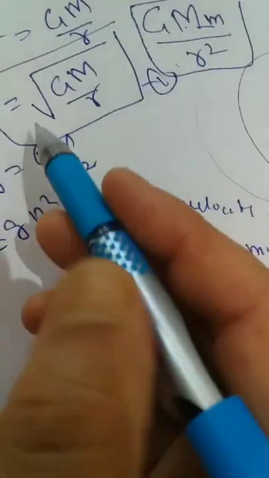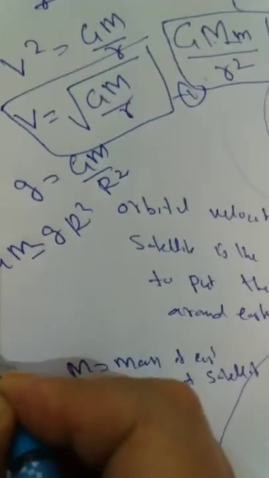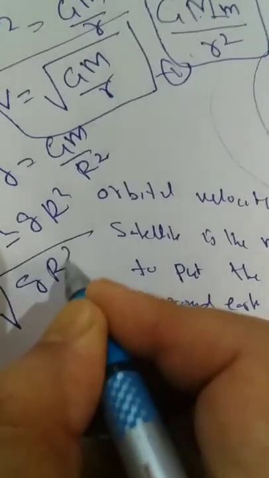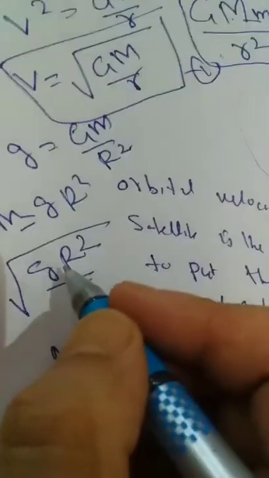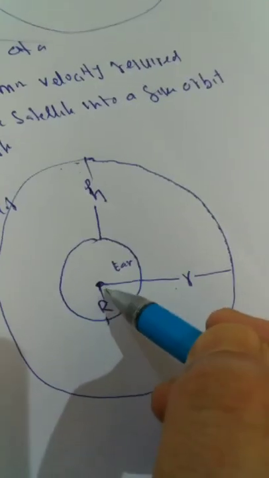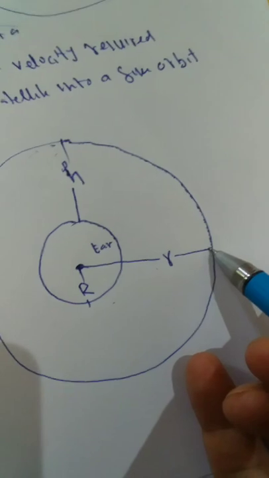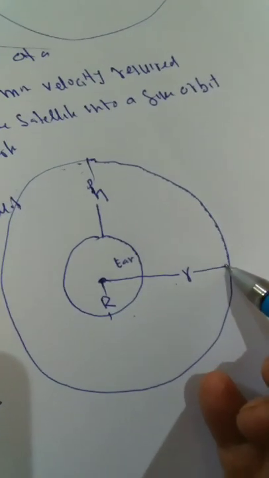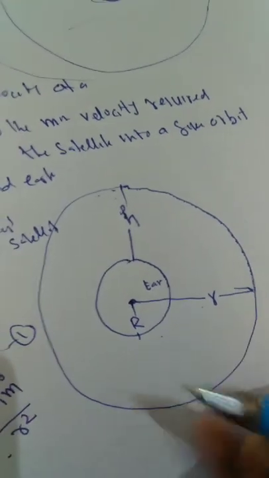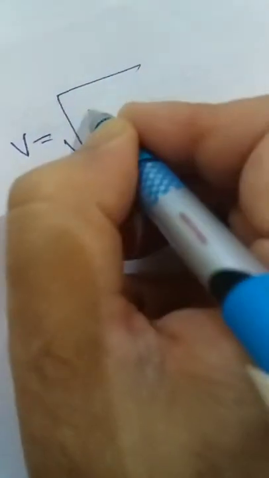When we substitute in the above equation, we get v is equal to, instead of GM we can write gR square, divided by r. Here capital R is the radius of the earth, and small r is the distance between the center of the earth and the satellite. Remember GM is equal to gR square. I substitute this value, so ultimately we get v is equal to under root of gR square divided by r.